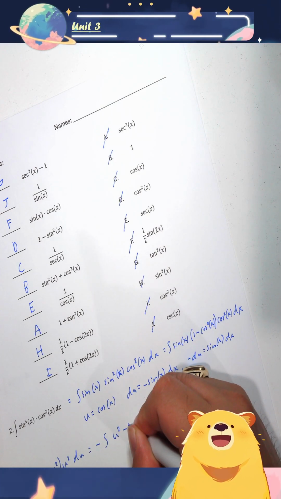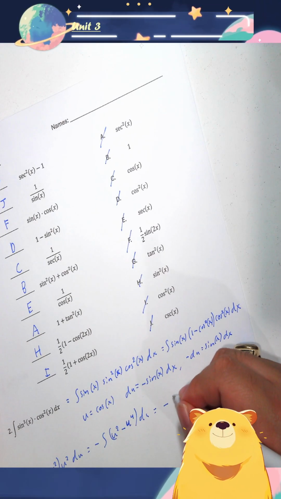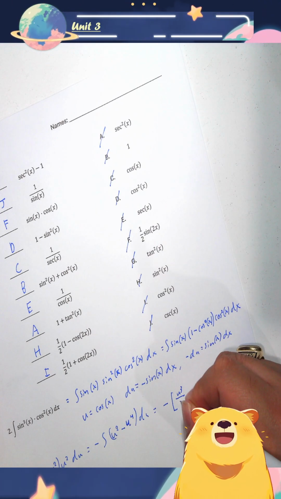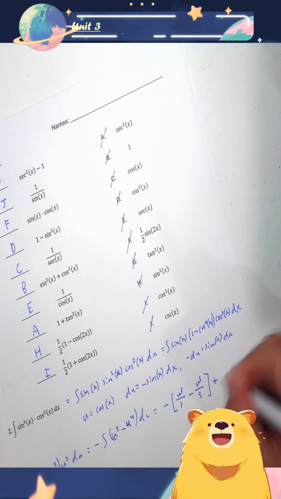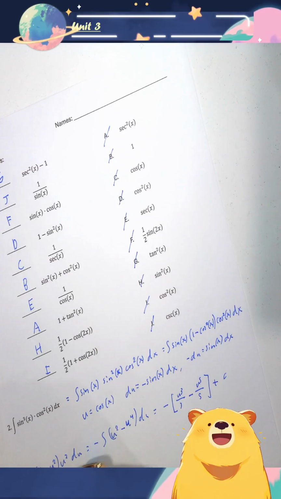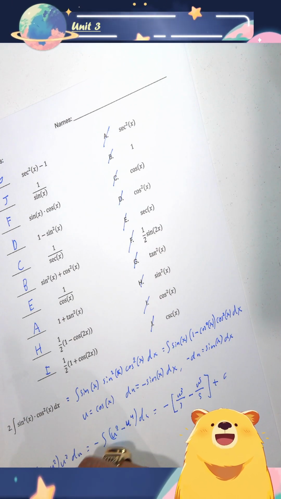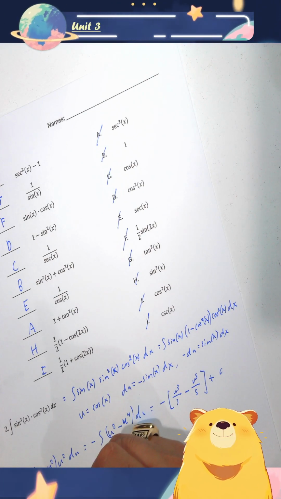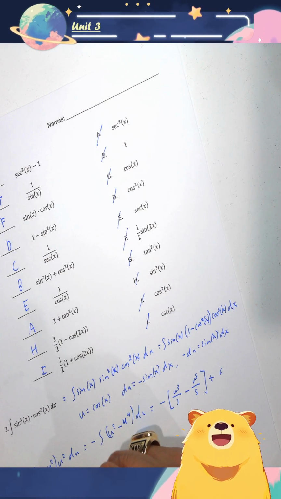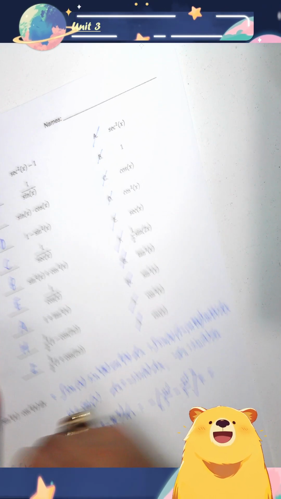which is just u squared minus u to the power 4 du, which is u cubed over 3 minus u to the fifth over 5 plus c. I'm going to plug in the u while also distributing the negative. You'll have a negative cosine to the power of 3 of x over 3, and then you'll have it adding cosine to the power of 5 of x over 5 plus c. That's going to be your answer. Next one.